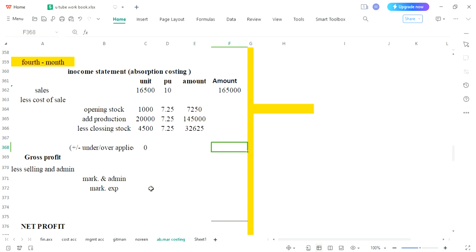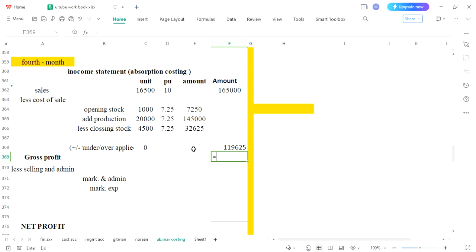Finally, we are at the stage we can calculate cost of sales. For that, opening stock 7,250, add 145,000 as your production. Please follow this sign, add production cost, and then we need to subtract closing stock. Subtract means less, 32625, no under over applied. So finally our total cost of sale has been calculated.